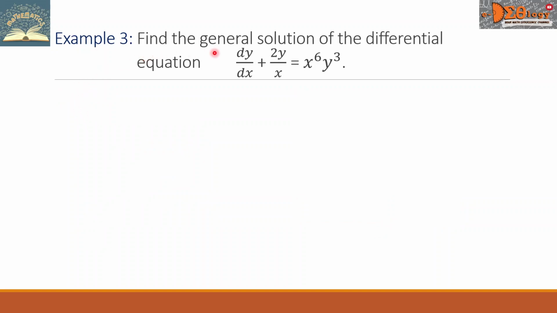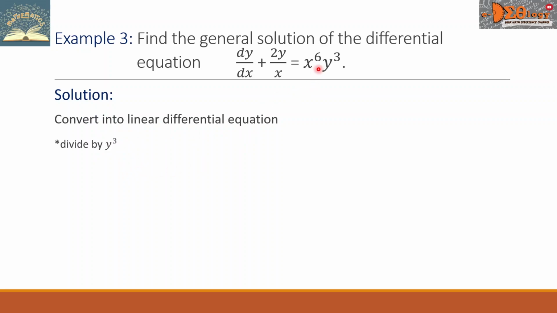Example 3. Find the general solution of the differential equation dy over dx plus 2y over x equals x raised to 6 times y cubed. Let us convert into linear differential equation. Let us divide this equation by y cubed. So we have this y raised to negative 3 times dy over dx plus 2 over x times y raised to negative 2 equals, the right side becomes x raised to 6. We consider this now to be equation 2.